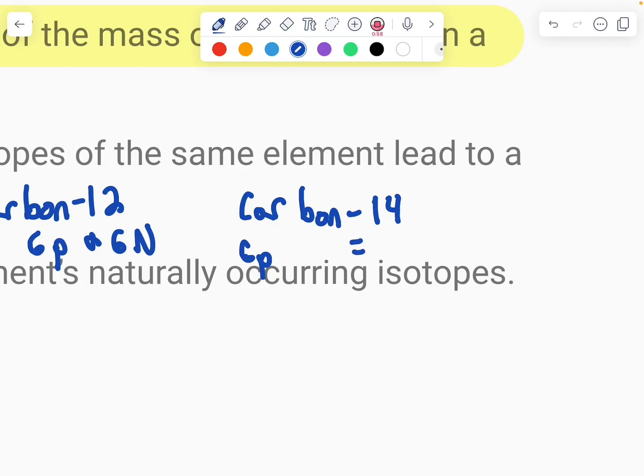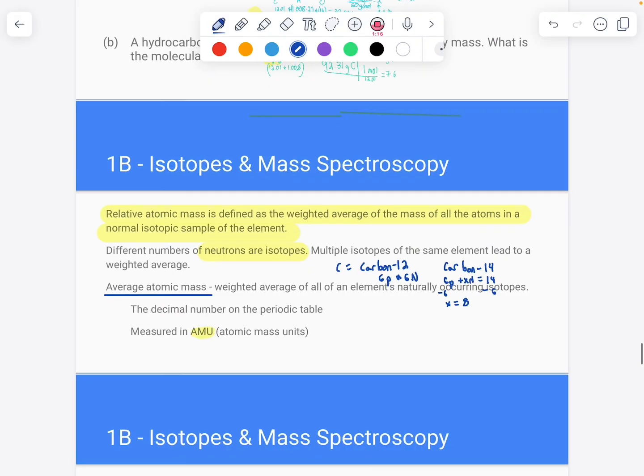So 6 protons plus X neutrons equals 14 total. With simple arithmetic, we subtract 6 from both sides, and X equals 8. So now we know that we have 8 neutrons.